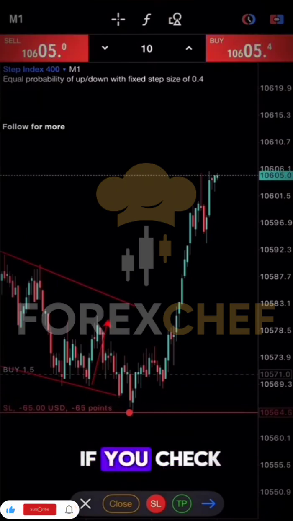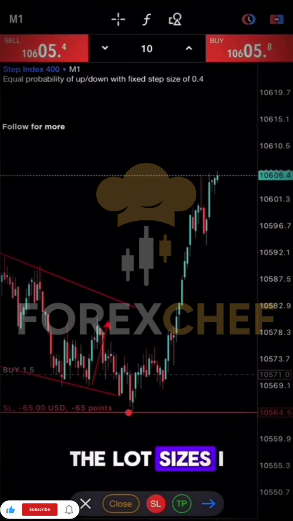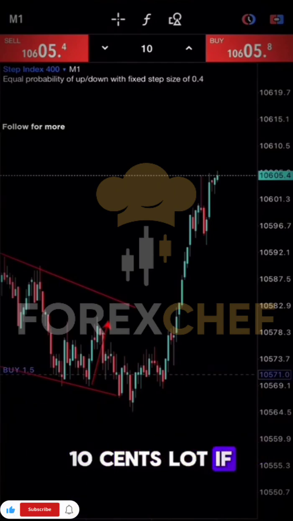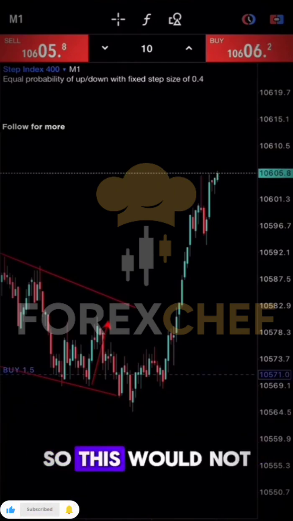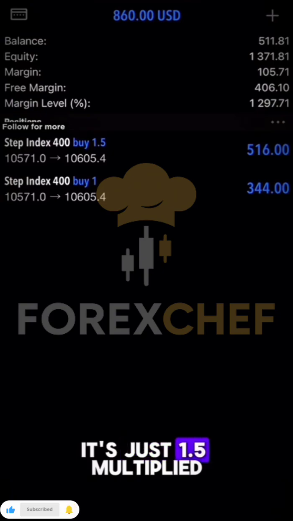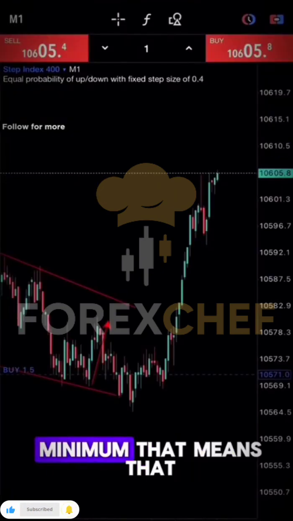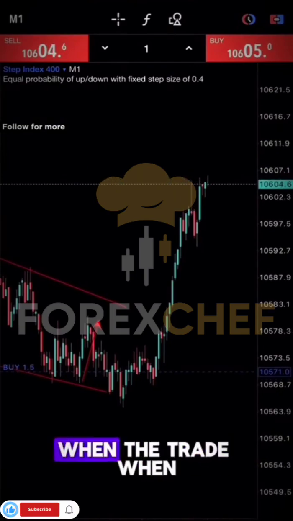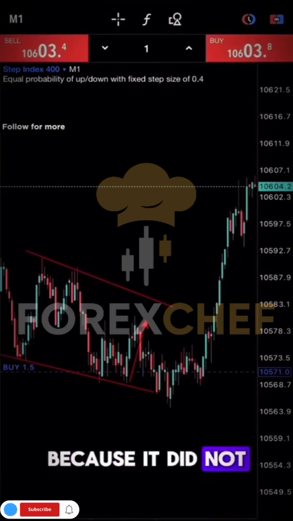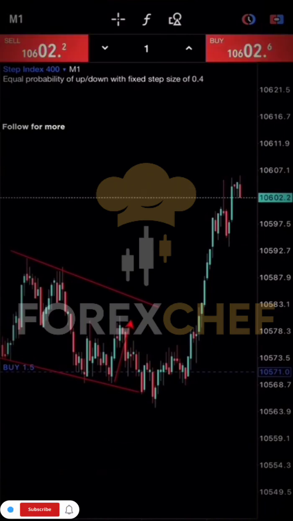Here, if you check, I only made about $65, multiplied by the lot sizes I held, about 2 multiplied by $50 lots multiplied by 10 cents lot, if I'm correct. So this would not amount to 600, meaning that our account, it's just 1.5 multiplied by 1, so 2.5. So the loss was minimum. That means that when the market reversed, it could not blow the account because it did not reverse that much.